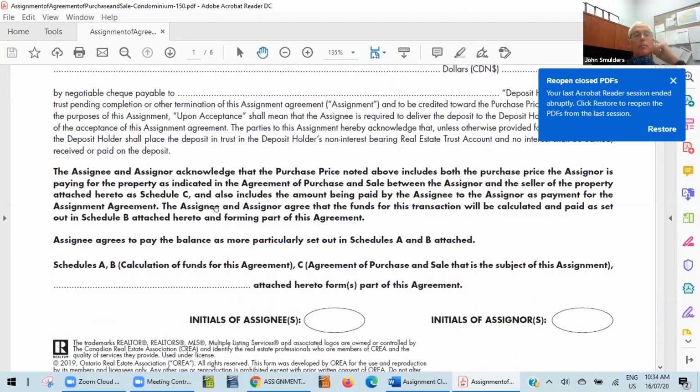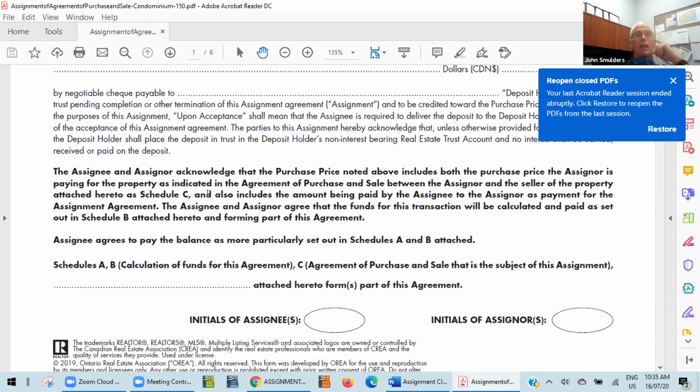It says here that the assignee and assignor acknowledge that the purchase price noted above includes both the purchase price the assignor is paying for the properties indicated in the agreement of purchase and sale between the assignor and the seller of the property, attached hereto as Schedule C. You will see as we go through this that it mentions over and over again that the builder's contract is Schedule C, okay?